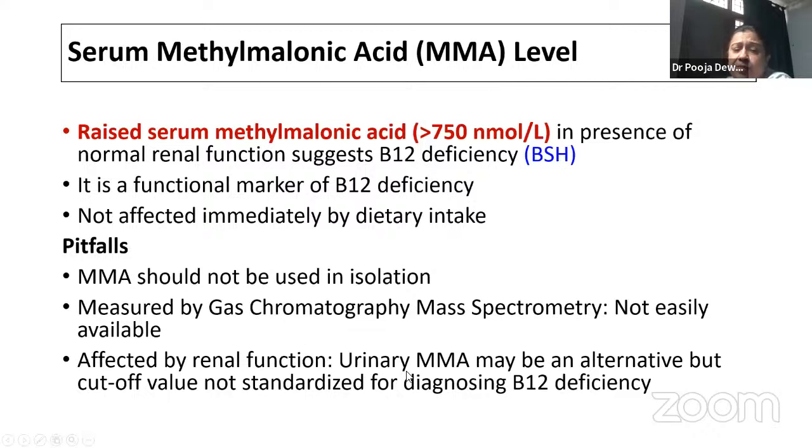So some people prefer to use urinary MMA instead of serum MMA because that will be adjusted according to your renal function. However, we do not have any cutoffs yet to define B12 deficiency based on urinary MMA levels. So we don't have any level above which we can say that it would suggest B12 deficiency. So for now, we only have a cutoff of serum MMA for diagnosing B12 deficiency.